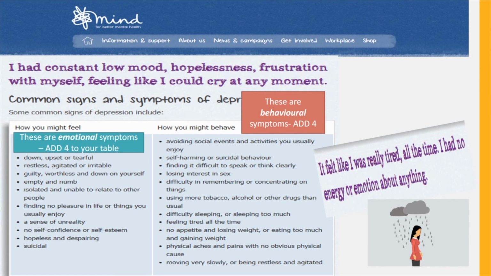Other things that they do engage in are possible self-harming or suicidal behaviours. They might start engaging in substance abuse, so alcohol, drugs, smoking more. They might eat too much, or they might not eat at all. Like I say, the behavioural symptoms of depression are so wide ranging. So now again, please add 4 of those to your little table.